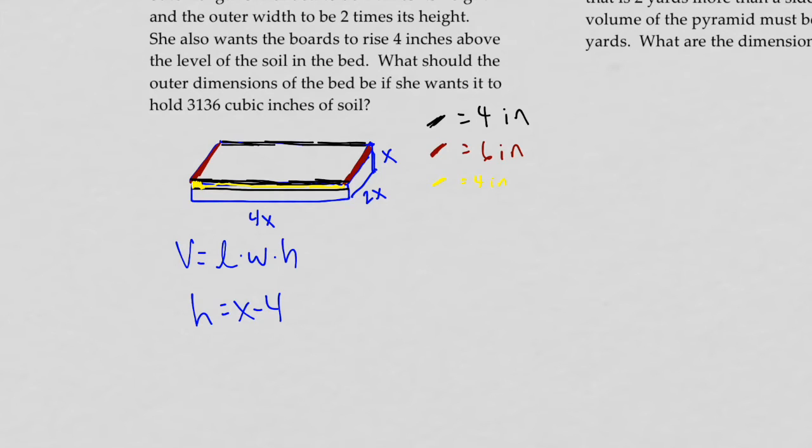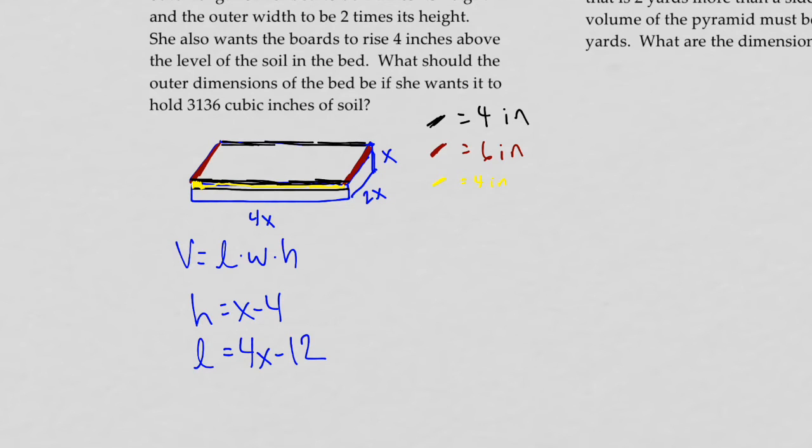How about the inner length? Let's go with the length next. Inner length. Here's the length. It's 4x, right? But for the inner length, you have to take into account the boards on the sides. How thick are those boards? 6 inches. So the whole distance across is 4x, but take away 6 from each side, so it's going to be 4x minus 12.